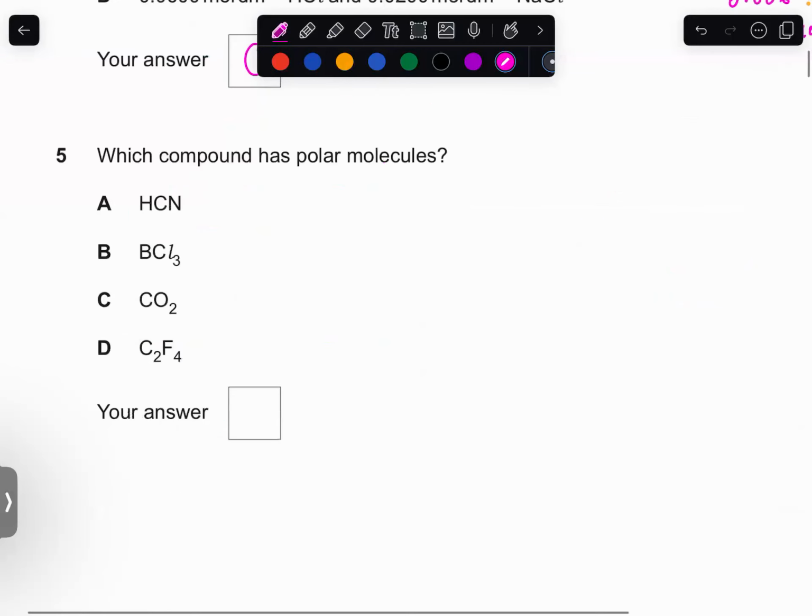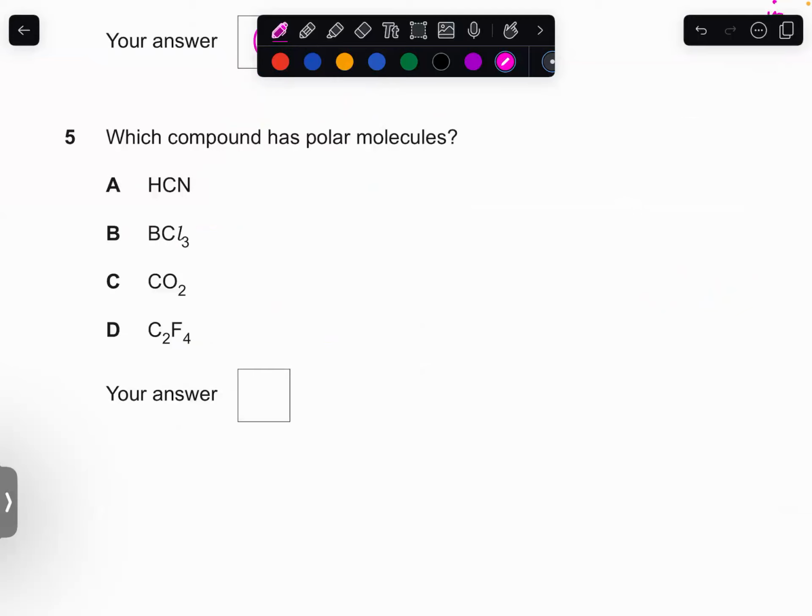Next question is asking which compound has polar molecules. Before you do this, it helps if you draw these out. HCN is H, C, triple bond N. BCl3 will look like this. CO2 is like this. And C2F4 looks like this.